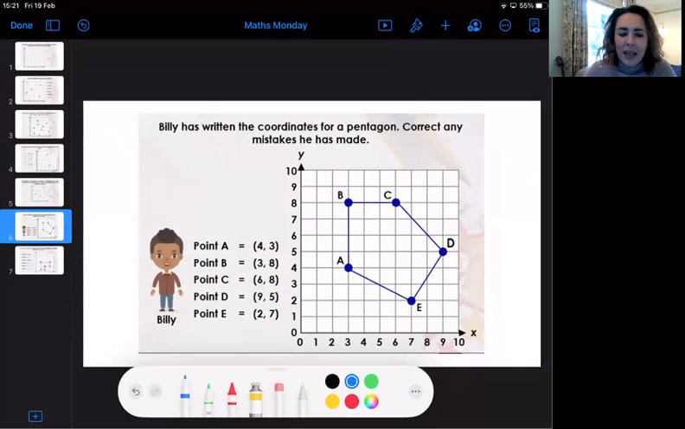Our next problem. Billy has written the coordinates for a pentagon. A pentagon is a 5-sided shape, any shape with 5 sides. This is an irregular pentagon because all the sides are different lengths. Correct any mistakes he has made. You need to double check that he has written his coordinates correctly. The common misconception when working with coordinates is that you do not put the x-axis first. Remember, along the corridor and up the stairs, it's x first and then y. So you need to check whether Billy has got those coordinates correct.